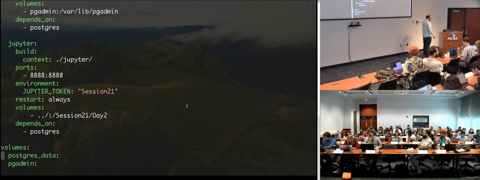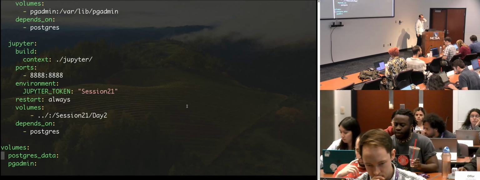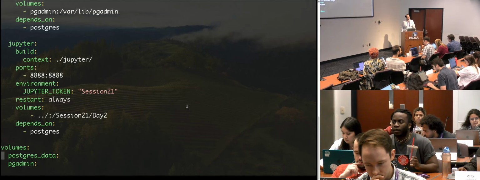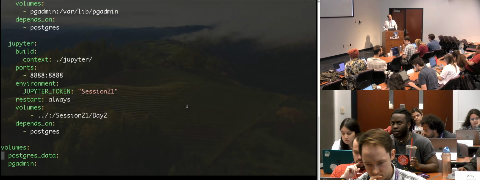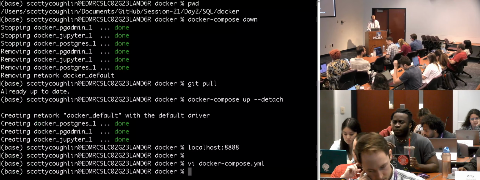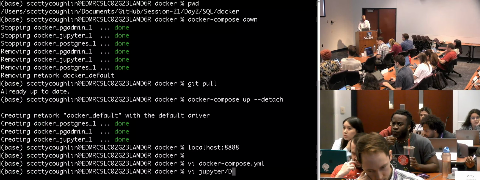So I'm still confused, though. There's no clear indication that the Docker is serving my Jupyter lab at this port. You get what I'm saying? Yeah, I know. I understand.